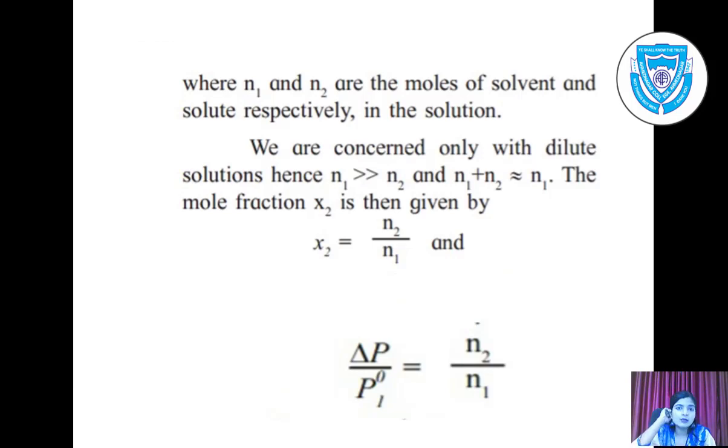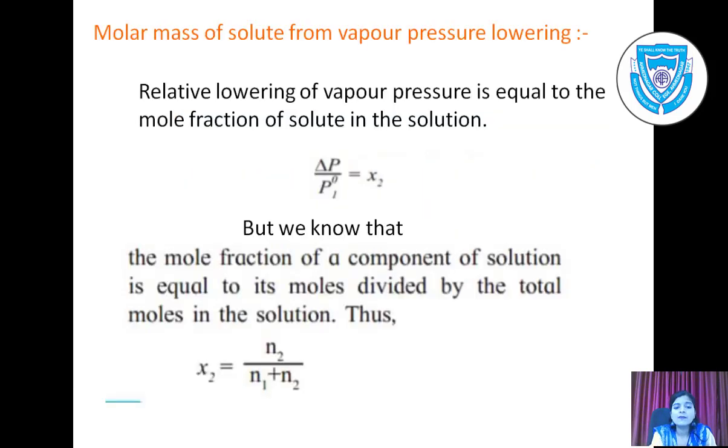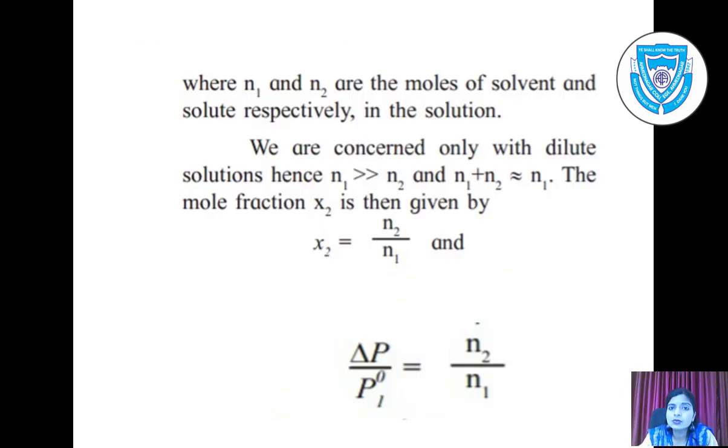Now when we are concerned only with dilute solutions, the number of solute molecules is very small. A large amount of solvent is present but the number of solute molecules is less. So n₁ is very large as compared to n₂, and n₁ plus n₂ is approximately equal to n₁. If we remove n₂ from the denominator, x₂ is equal to n₂ divided by n₁. But we already know that x₂ is equal to ΔP divided by P₁⁰. Therefore ΔP divided by P₁⁰ is equal to n₂ upon n₁.